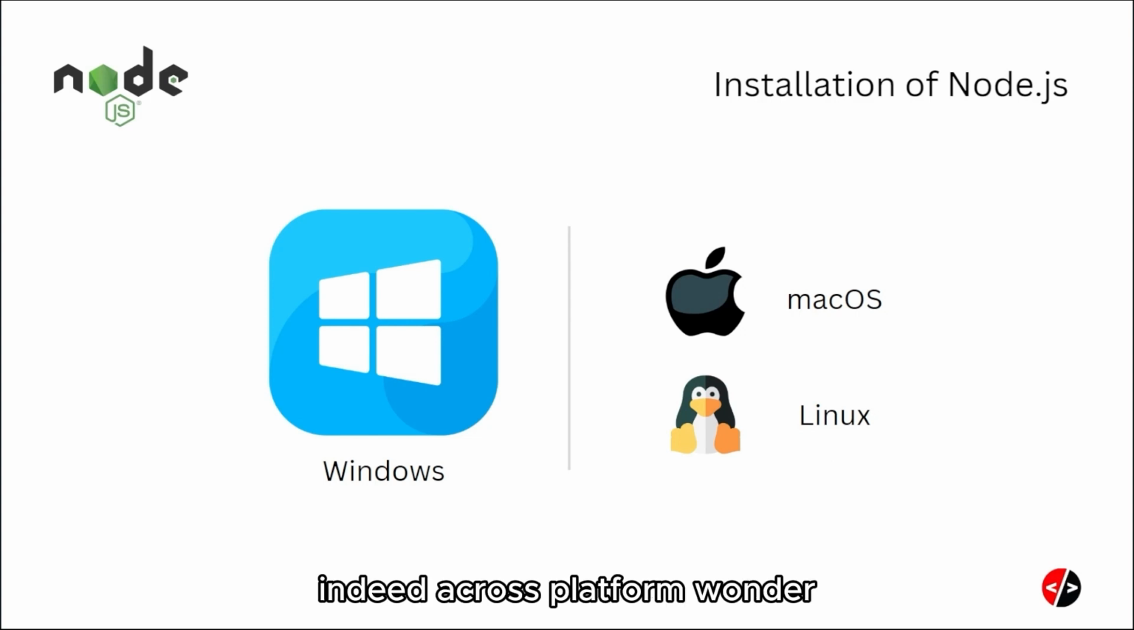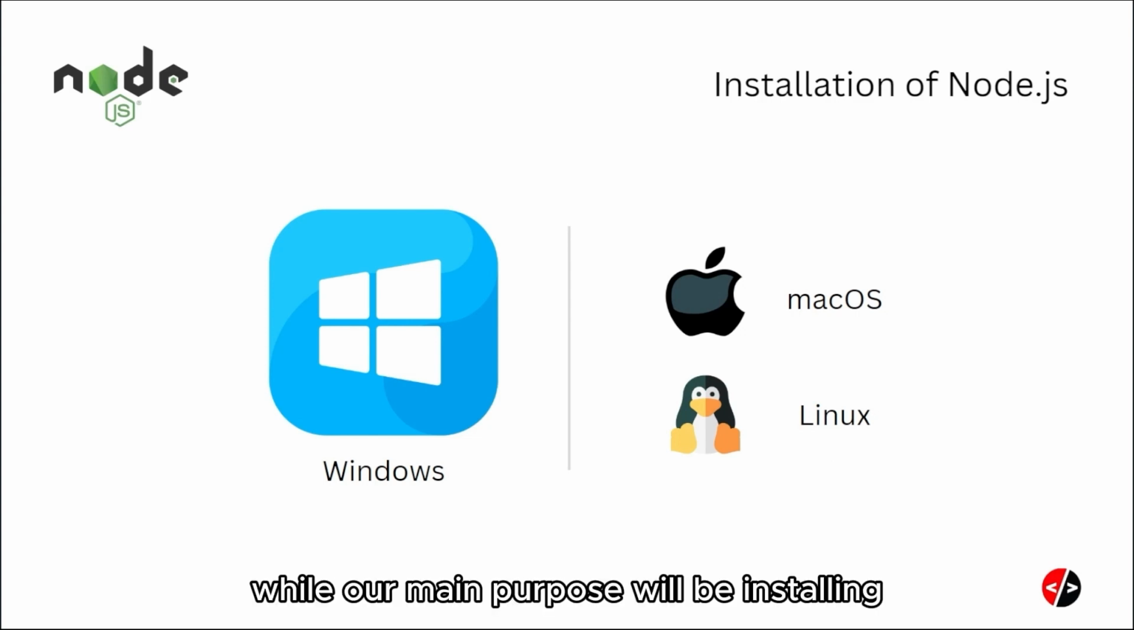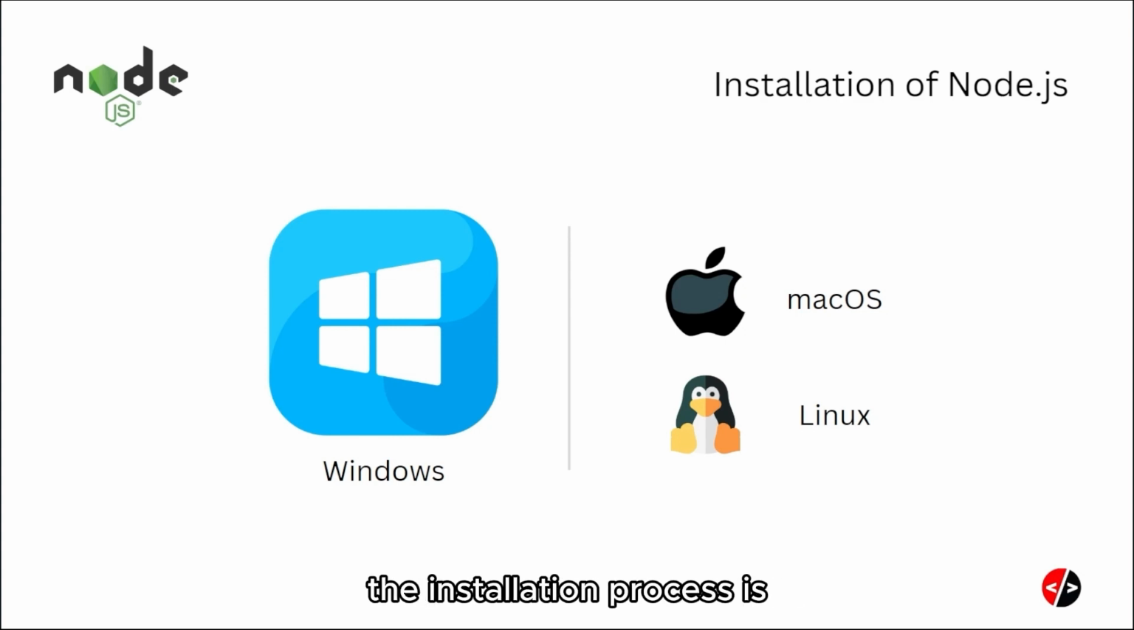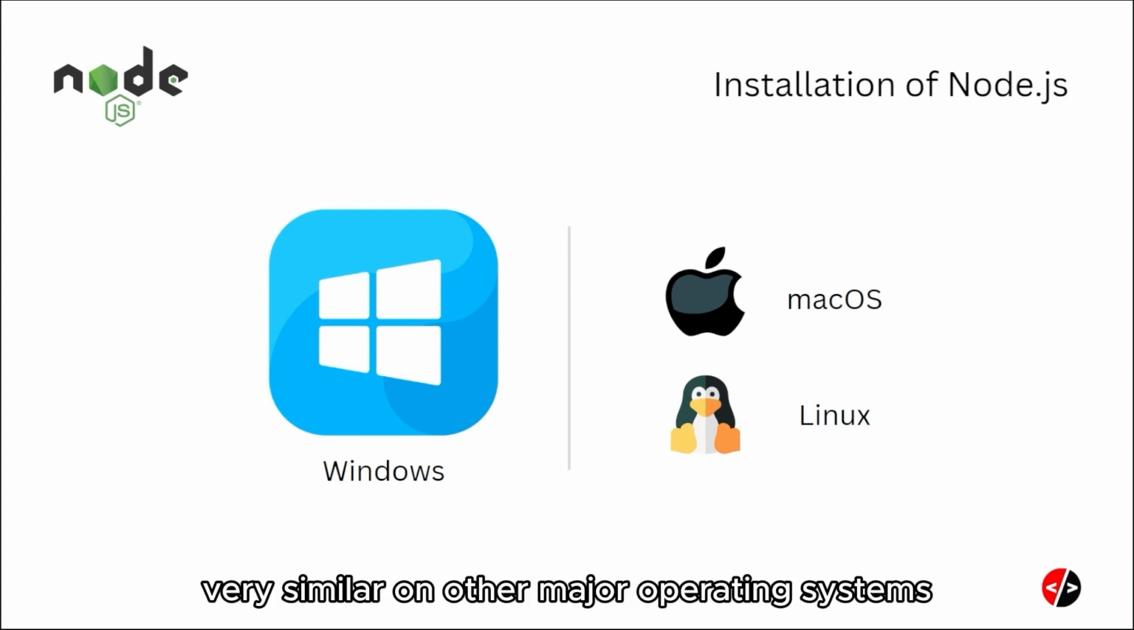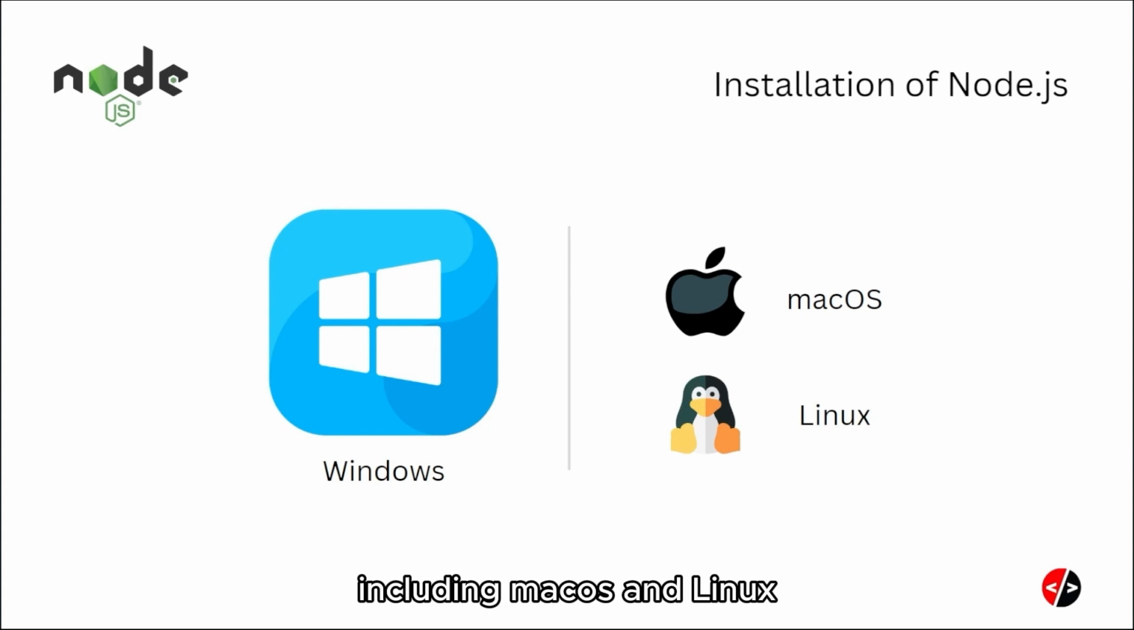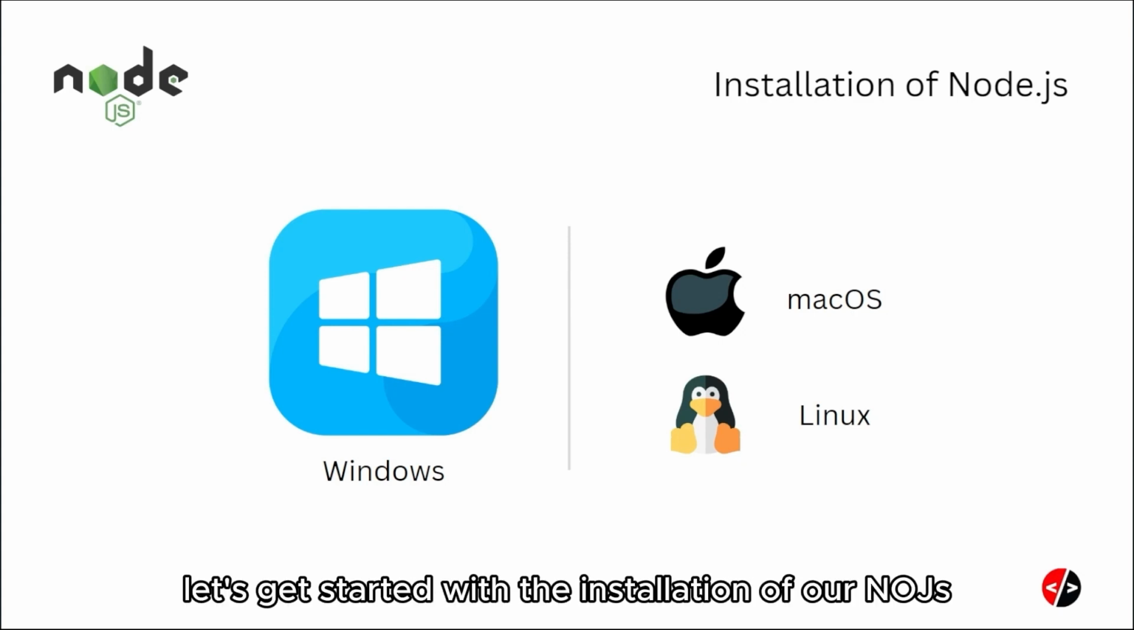But before we dive into the details, let's take a moment to acknowledge that Node.js is indeed a cross-platform wonder. While our main focus will be on installing Node.js on Windows, it's important to mention that the installation process is very similar on other major operating systems, including macOS and Linux. So if you're using macOS or Linux, you can follow along with this tutorial and the steps will be almost identical. So without further ado, let's get started with the installation of Node.js.